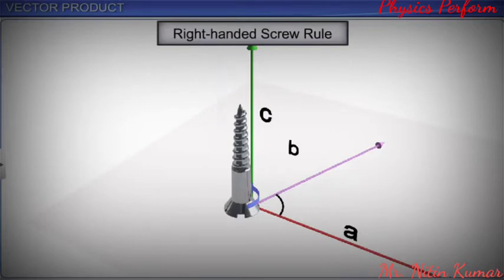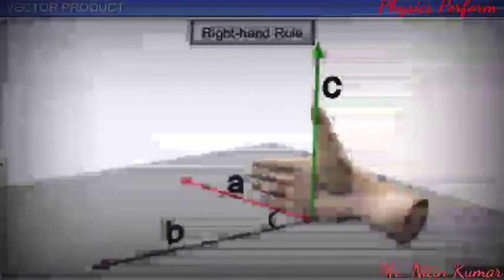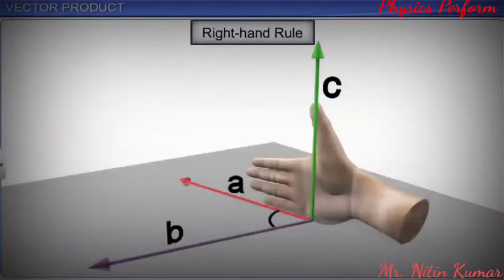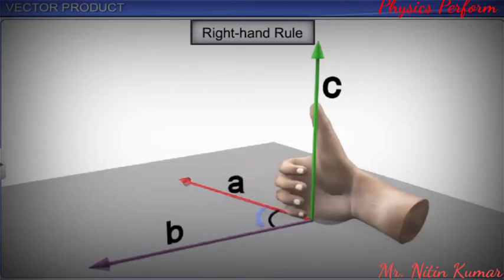The other rule is the right-hand rule. Stretch the right hand palm as shown and place a long vector A perpendicular to the AB plane. If the fingers can curl from A to B through the smaller angle, then the direction of the thumb indicates the direction of the vector product of A and B.